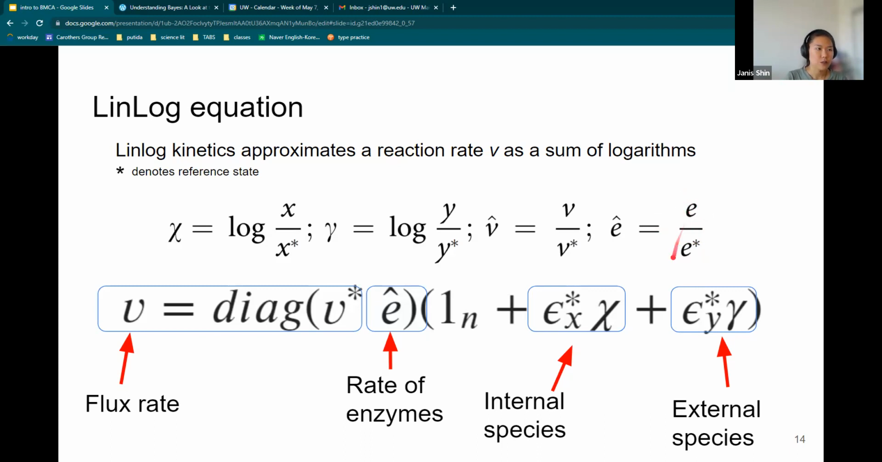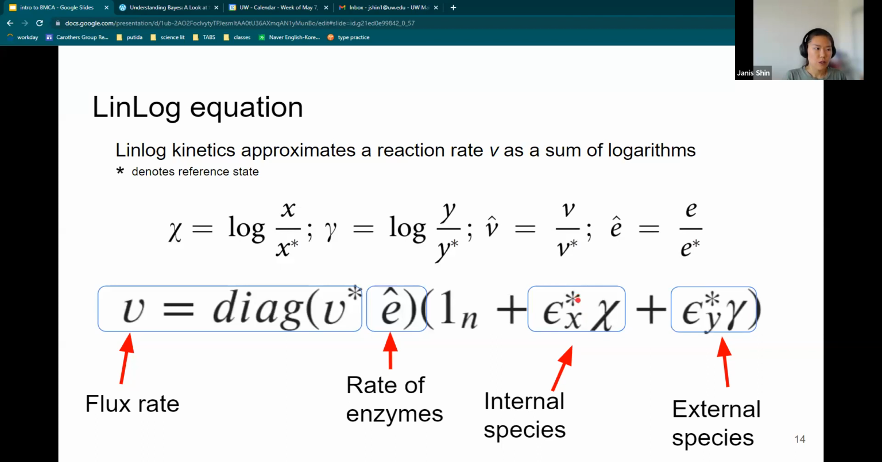So here we have E divided by E star. That would be whatever you choose your reference enzyme concentration to be, and these are just the rest of your enzyme concentrations. So then you get a relative enzyme concentration of E hat, and same for V hat. Here you have Y over Y star, and then we can log it so that it becomes a sum over here. So all in all, we have V, which is your flux rate, your E's, which are the enzyme concentrations. These are values that correspond to the internal species. And here, these are the elasticity values that I pointed out earlier.